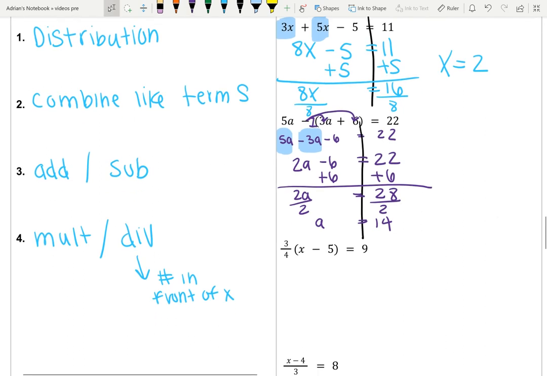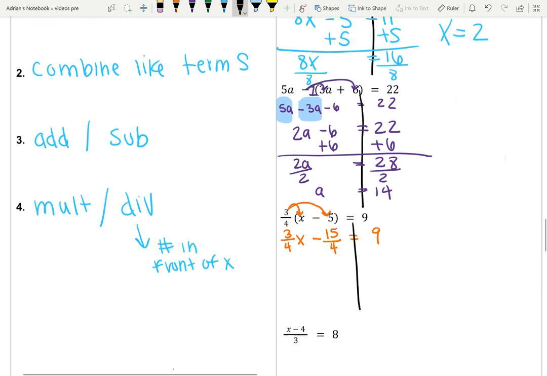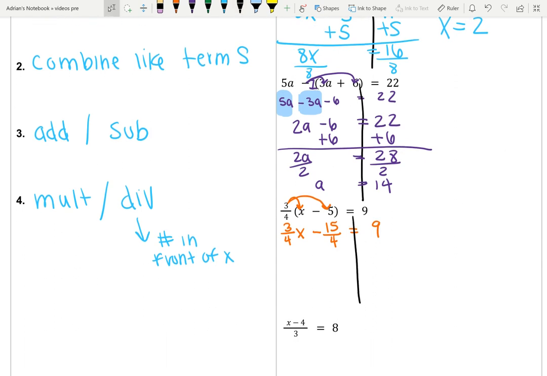So this next one's going to start in a similar way. I have distribution again. So taking that 3/4 over to both of these. So this will just become 3/4 x. And then if you need your calculator for this, go ahead. That's going to give me minus 15 over 4, and then equals 9. I don't have any like terms here because I don't have 2 things on the same side that have a letter or that are just numbers.